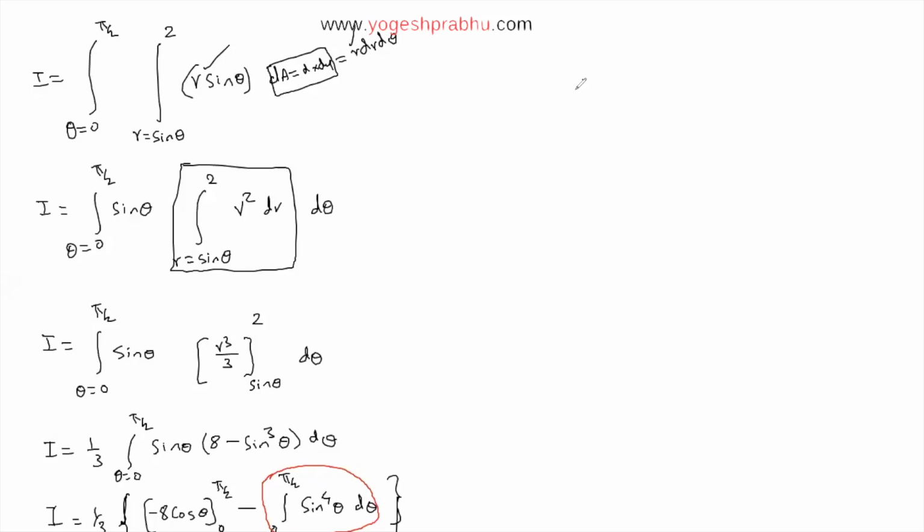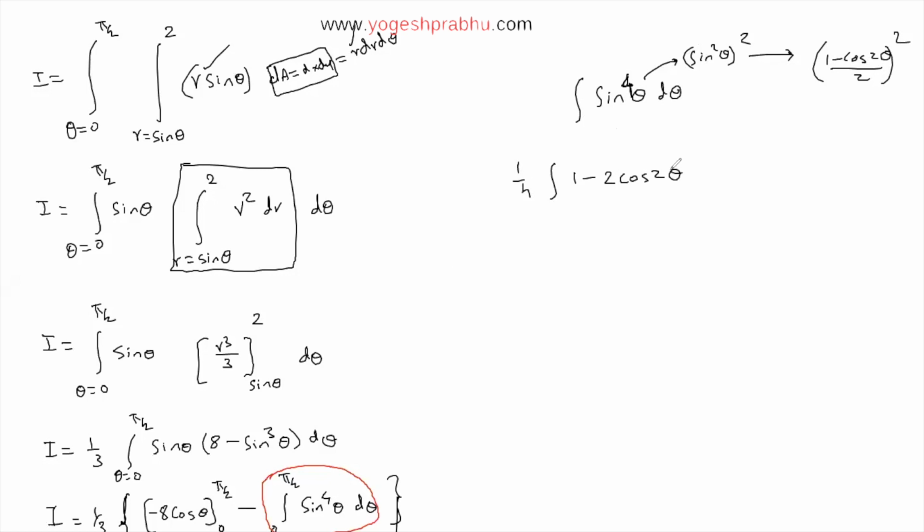See, if you have integration sine raised to 4 theta d theta, that's what we need to find out here. What we do is we write sine raised to 4 theta as sine square theta the whole square. 1 minus cos 2 theta over 2 the whole square. And then we square it. So it is 1 over 4 out, 1 minus 2 cos 2 theta plus cos square 2 theta d theta.